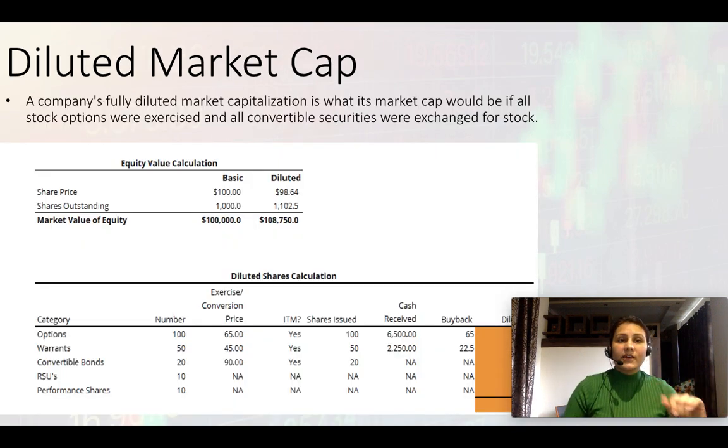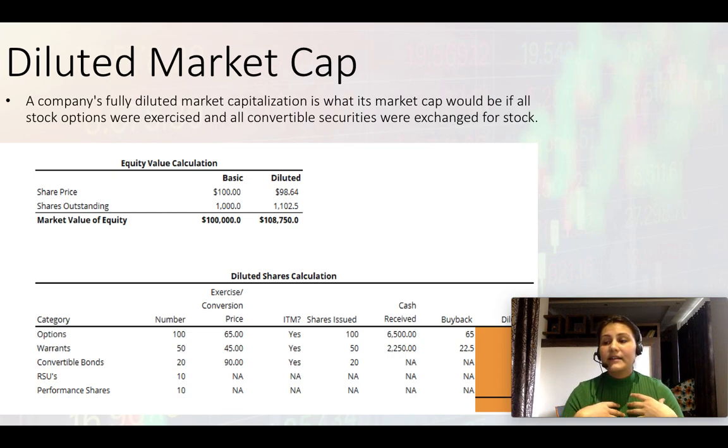Okay, now the other big terminology is diluted market cap. I'm sure you must have heard that the market cap of this company is impacted because their shares have got diluted. This is something very popular that sometimes we hear in the news. What happens is that some companies have categories like options, warrants and bonds with them.